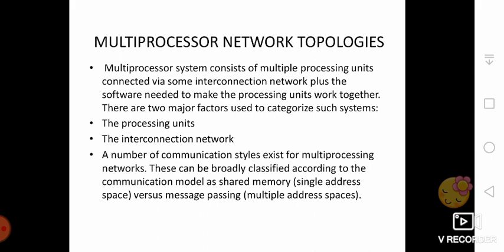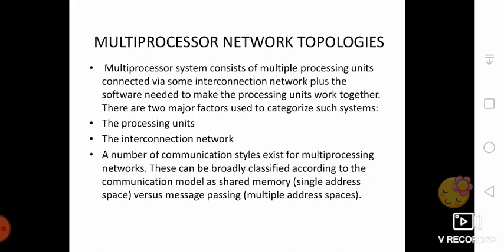A number of communication styles exist for multiprocessing networks. These can be broadly classified according to the communication model as shared memory, a single address space, versus message passing, multiple address spaces.